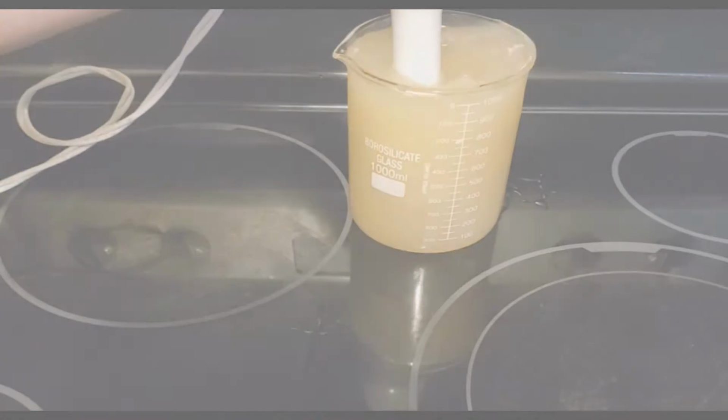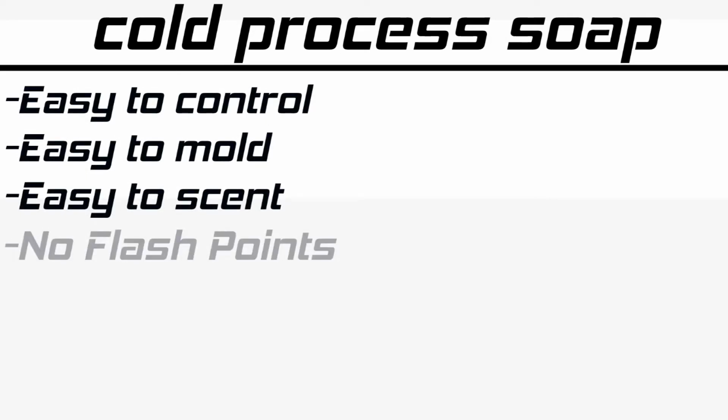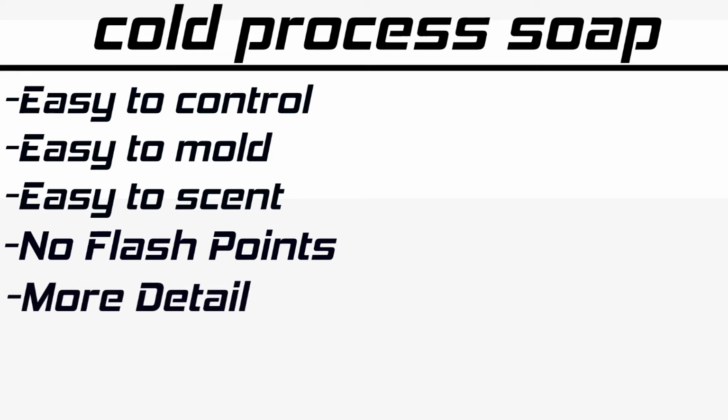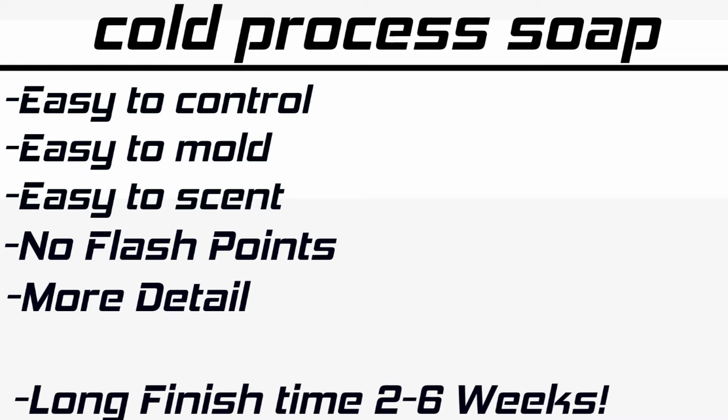Both methods have their lists of pros and cons. For cold process soap, it is much easier to control, mold, and add different essential oils to your soap. You don't have to worry about the different flash points between essential oils. The soap making process in itself is much quicker, cleaner, and just easier to handle, and can be molded to a greater level of detail than hot process soap. Though that being said, it takes a long time to cure, between 4 to 6 weeks before you can even use it, while the hot process soap can be made, molded, and cured all within 24 hours.